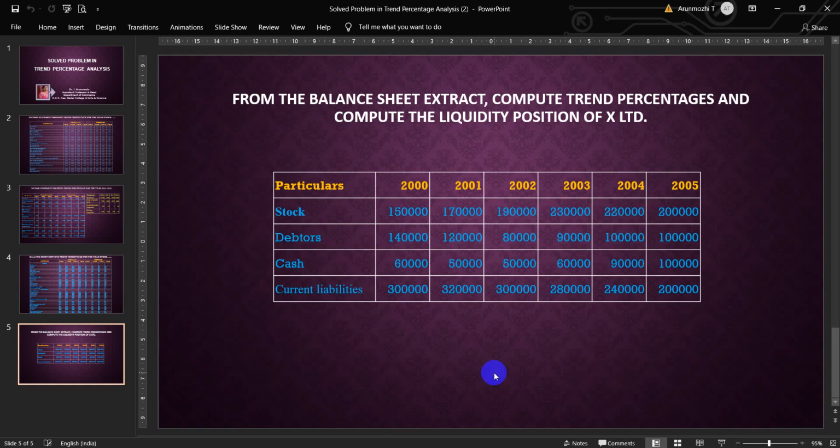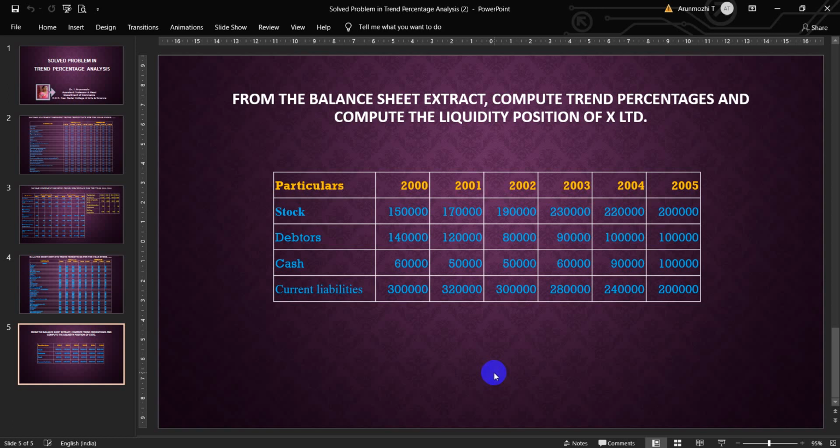From the balance sheet, extract, compute trend percentages and compute the liquidity position of X Limited. They have given us stock value for 6 years: 1,50,000, 1,70,000, 1,90,000, 2,30,000, 2,20,000 and 2 lakh. You write it in a longitudinal way, right? So always you write it in a longitudinal way.